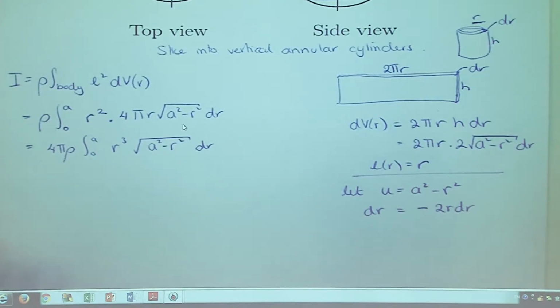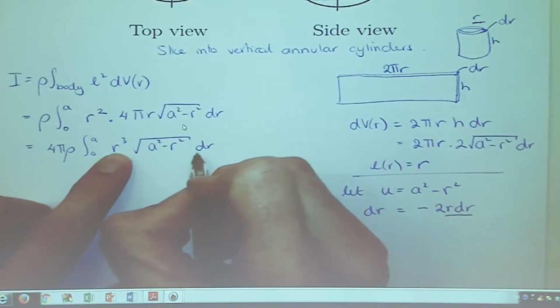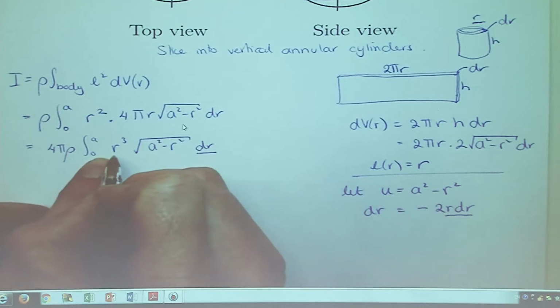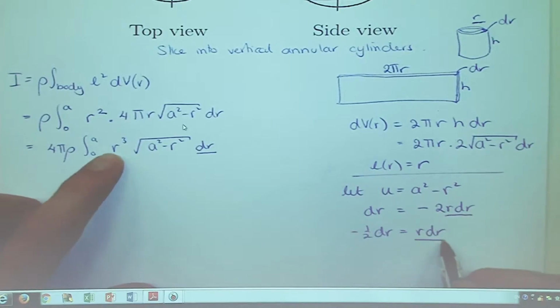Okay, now let's think about this. Here's r dr, and here's dr, and here's 3 r's, right? So one of these r's is going to get used up here, we've still got 2 left over. Okay, let me just do this. Minus a half du equals r dr. One of them is going to get used up here. We've still got 2 left over. We need to turn those 2 into a u. How are we going to do that?